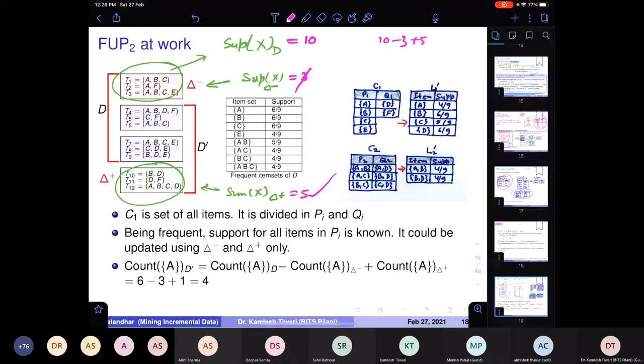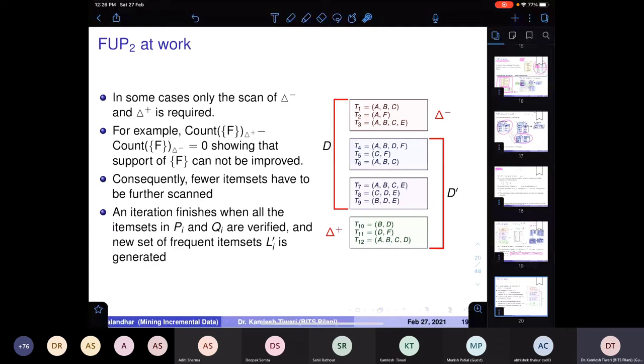This is a very interesting thing. Whatever original table you had, for each of the items you see what is gone and what is obtained, and you know that to find this out, how much processing power you have to invest is proportional to delta plus and delta minus only. So very easily you can find out the support for new things by investing only this amount of time.